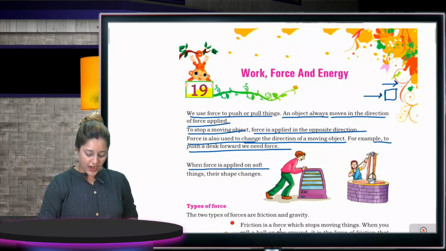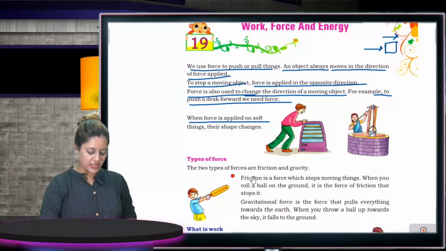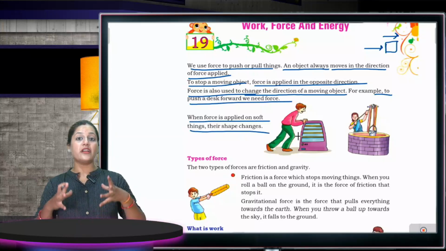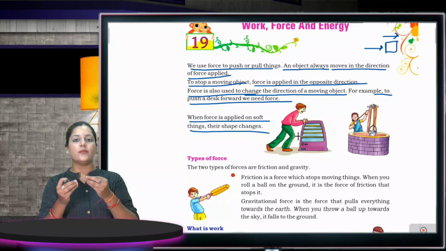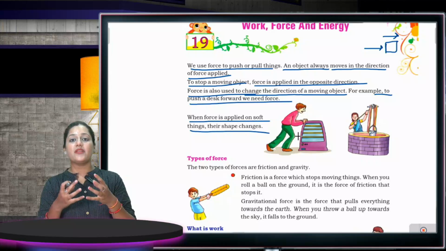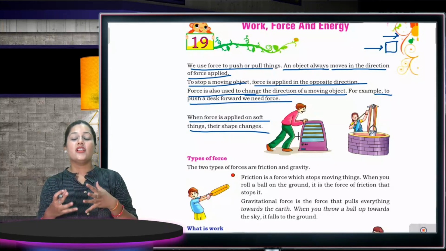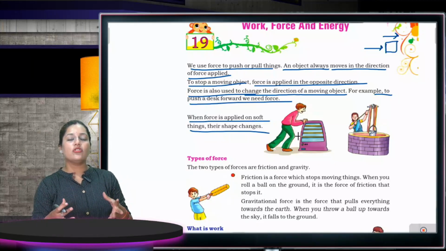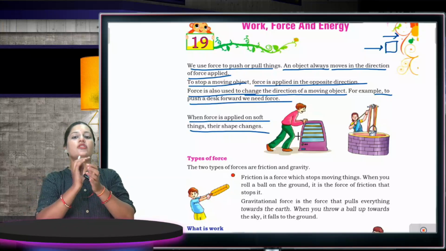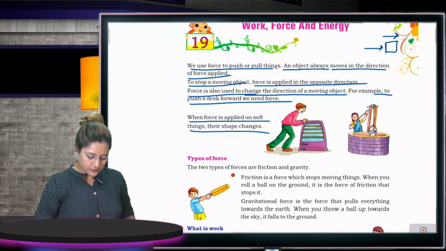When a force is applied on soft things, their shape changes. Means if we apply force on clay, which children play with, the babies play with those clay. So in this case, when we put pressure on it, it changes its shape.